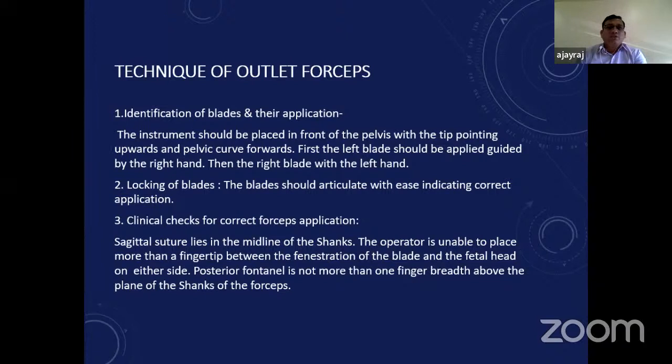Clinical checks for correct forceps application. The sagittal suture lies in the midline of the shanks. The operator is unable to place more than a fingertip between the fenestration of the blade and the fetal head on either side. The posterior fontanelle is not more than 1 finger breadth above the plane of the shanks of the forceps.